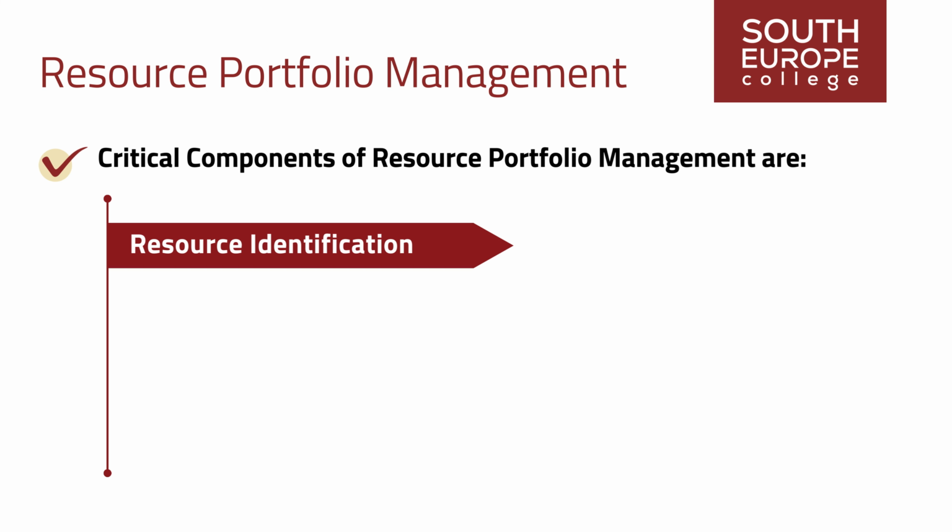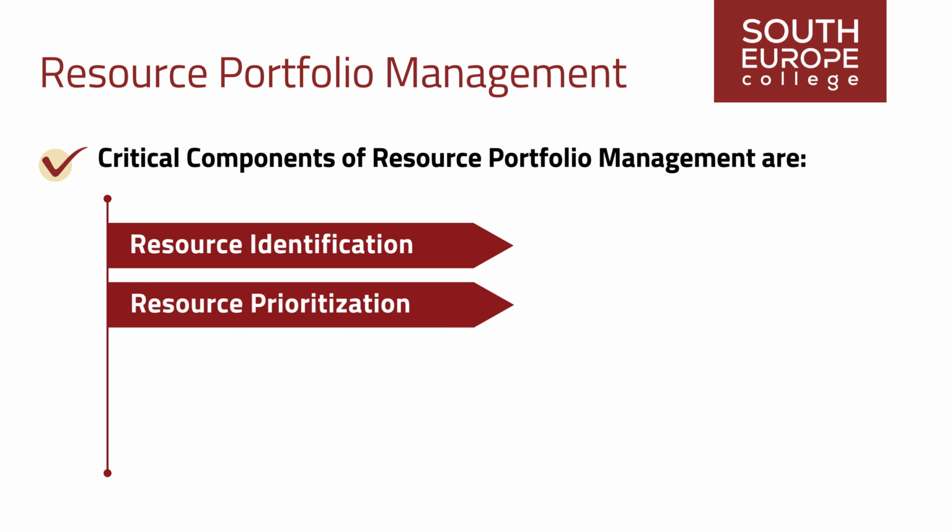The first step in resource portfolio management is identifying the resources available within the organization, including human resources, equipment, materials, and financial assets. This involves creating a comprehensive inventory of resources and categorizing them based on their type, availability, and capabilities. Resource prioritization.